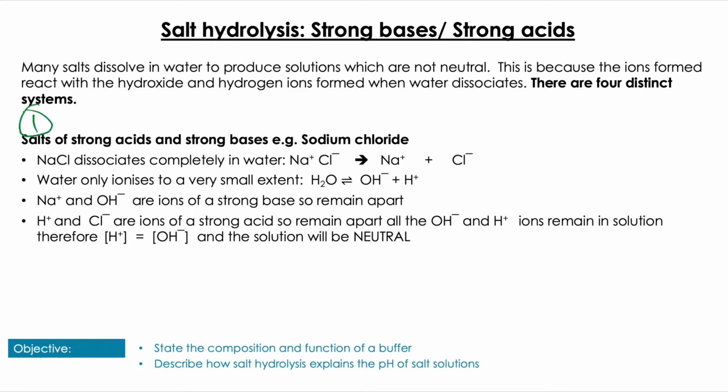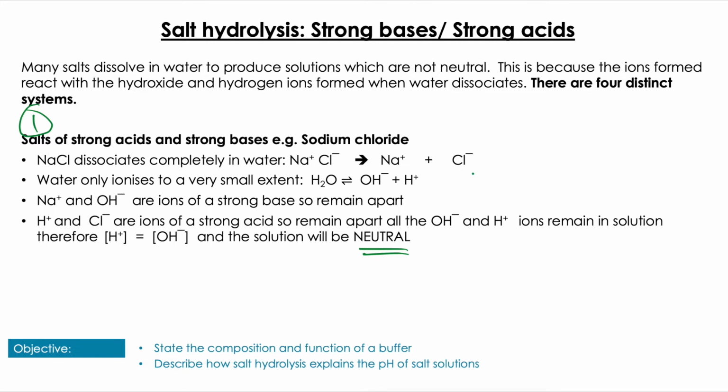Now, there are 4 different systems. The first one we're going to look at is strong acids and strong bases. So this is things like sodium chloride. Now, why do I say this is strong acids and strong bases? Well, we can see that sodium from NaOH and Cl from HCl both derive from strong acids and strong bases. That means that these conjugates really don't want to bond with OH- and H+, and so therefore they're going to remain apart. And because of that, the solution will remain neutral if we have salts of a strong acid and a strong base.